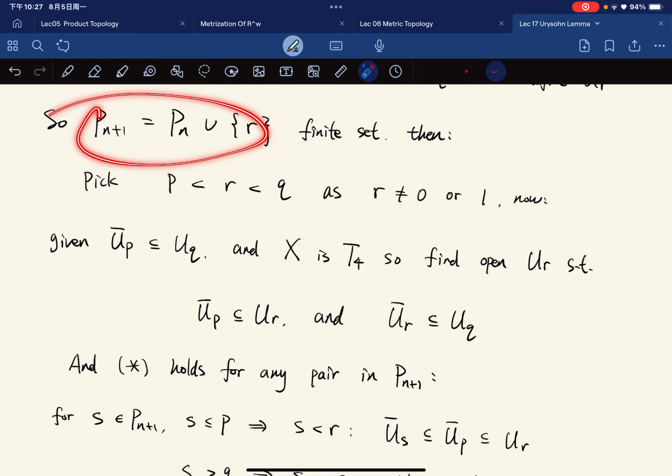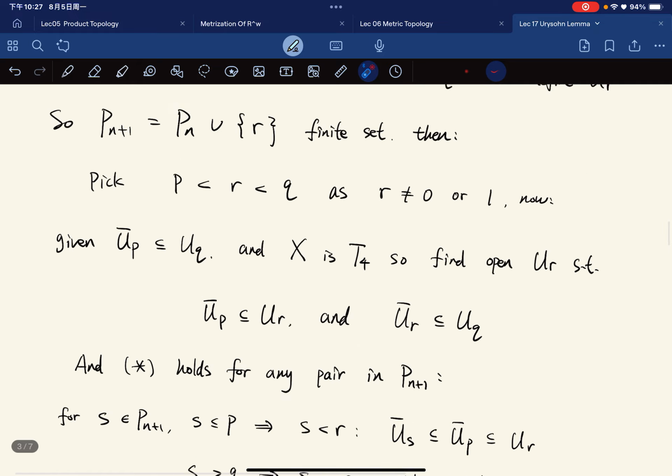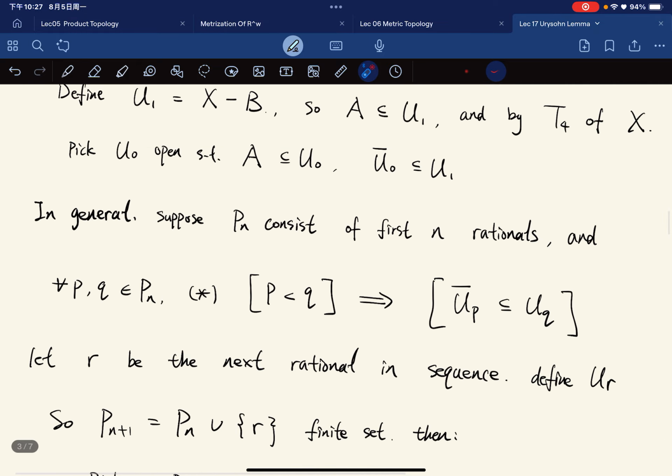We want to see that this condition holds for all other indices in this set, and it's easy to see. For S, if S is less than or equal to P, then S is less than R, so this is true. And if S is greater than or equal to Q, then we have those two, and we're good. We just have to check that R is one of them.